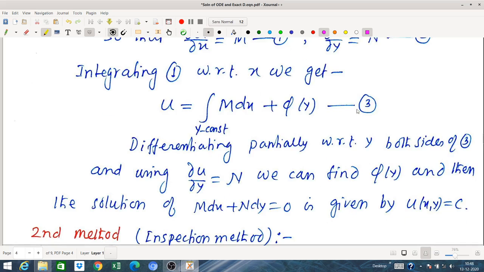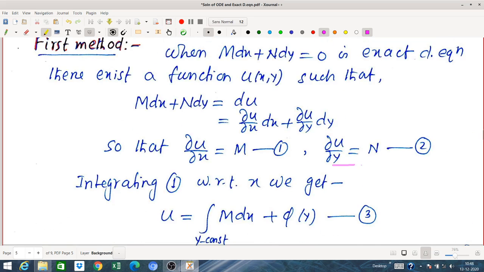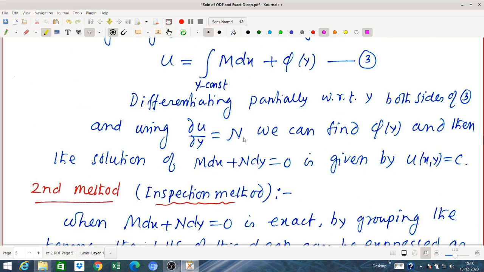Now, differentiating this number 3 partially with respect to y, both sides, we shall get del u by del y on the left side, and on the right side, of course, in a practical problem we shall find a function and we can differentiate, and that will be phi dash y. But del u by del y is N. So we shall use del u by del y equal to N, and then simplifying, we can find phi y. And then the solution of this differential equation is given by u(x,y) equal to c.